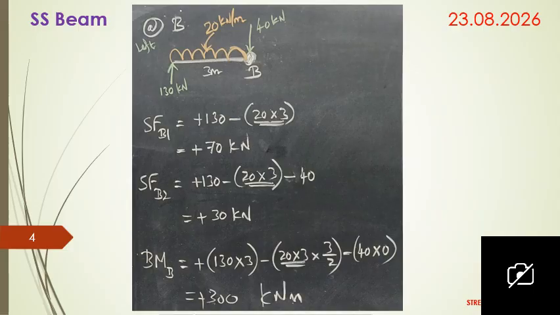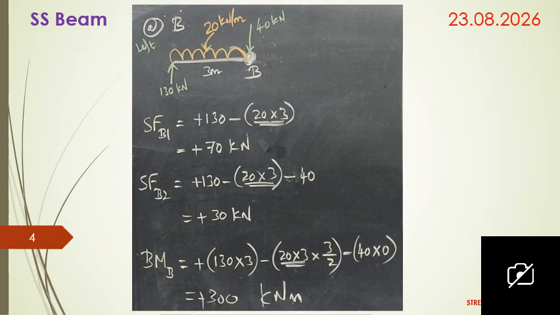This is only for shear force, not for bending moment. Again I am telling you to keep one thing in your mind: if there is a point load at the end of the UDL, you have to find two shear force values. One is without considering the point load, and the second is with considering the point load.